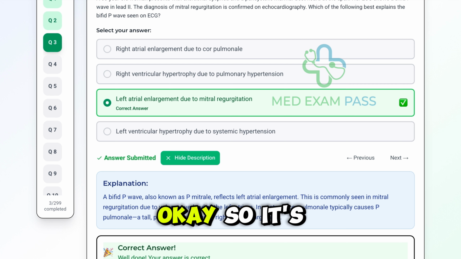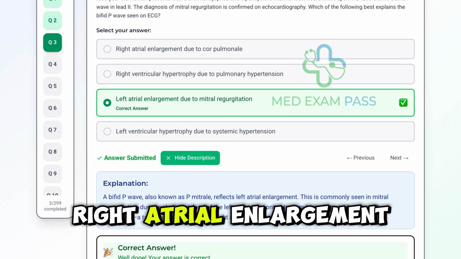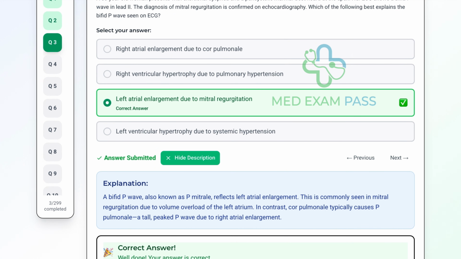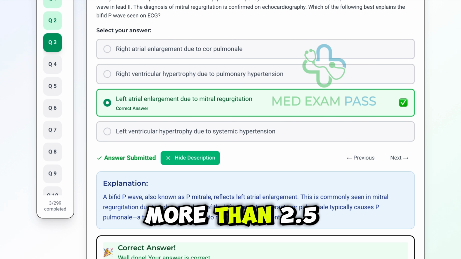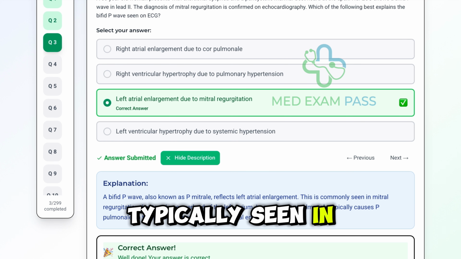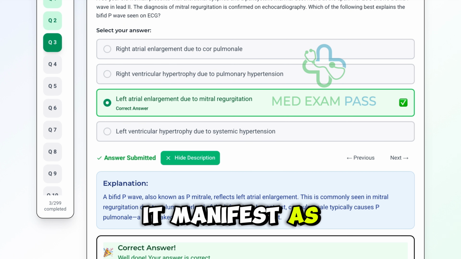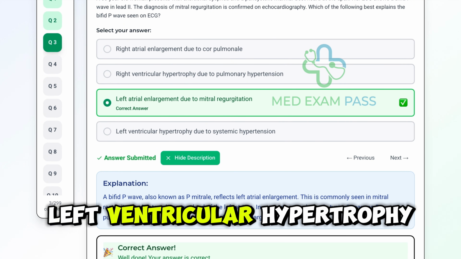Okay, so it's a very typical scenario. Now what about the right atrial enlargement? What does it mean? Right atrial enlargement means cor pulmonale, and here you can find a peaked P wave, not bifid, but very tall, almost more than 2.5 millimeters in lead II, typically seen in chronic lung disease. Right ventricular hypertrophy manifests as right axis deviation, and the R wave will be very tall in V1. What about the left ventricular hypertrophy?